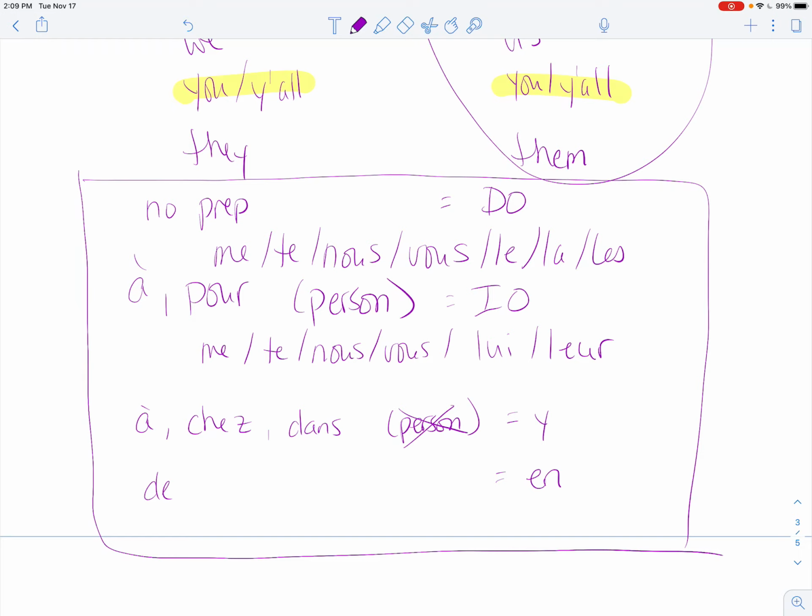If it is a person and à or pour is at the beginning of the underline, you have an indirect object, and the choice you'll make is between me, te, nous, vous, lui, and leur. If you have à, chez, or dans at the beginning of the underline, and it's not a person, usually it will be a place, but not 100% of the time, then it's y. No choice to make, just going to be y. And if you have de at the beginning of the underline, then it's going to turn into en.